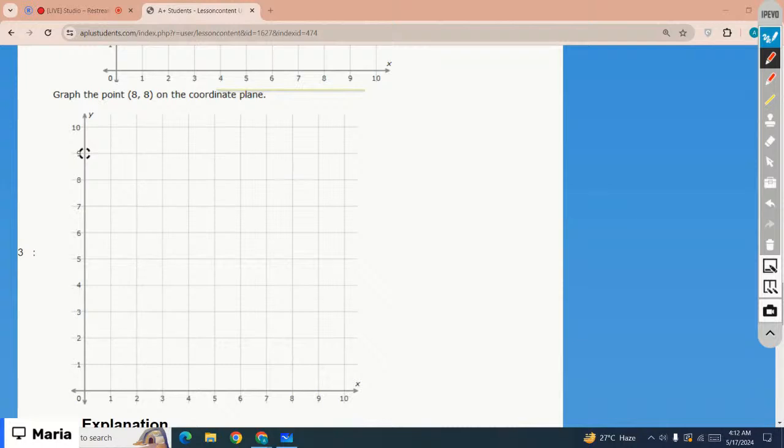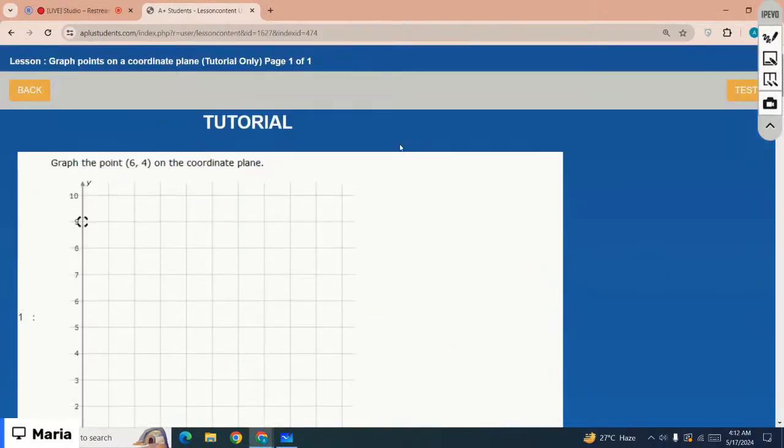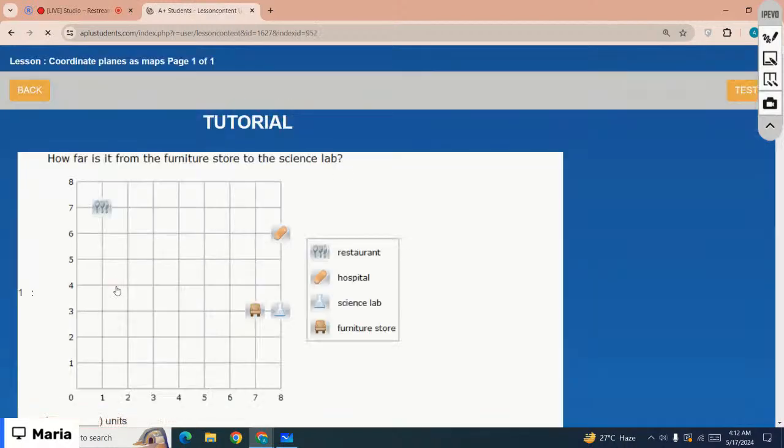Okay, we are done with the lesson, because for this lesson you just have the practice, you don't have the test questions, right? Okay, the next one is coordinate planes as a map.